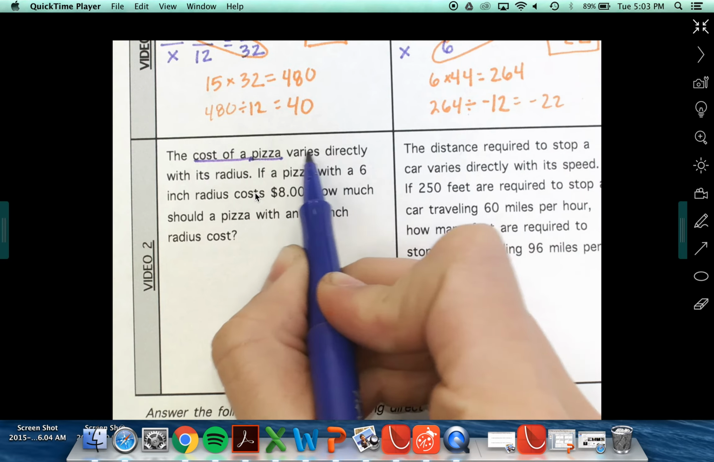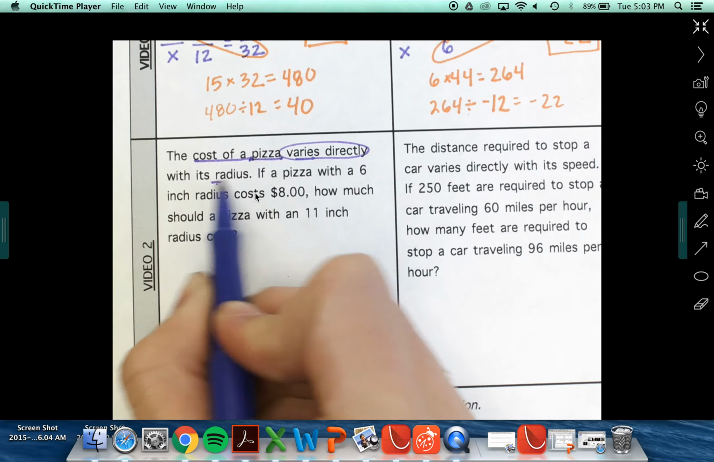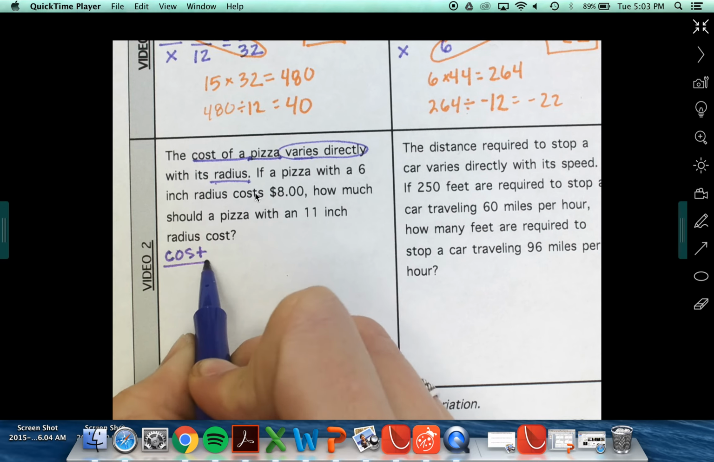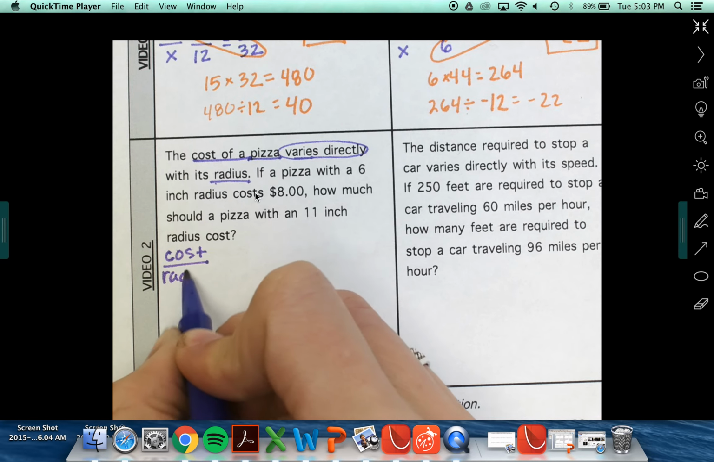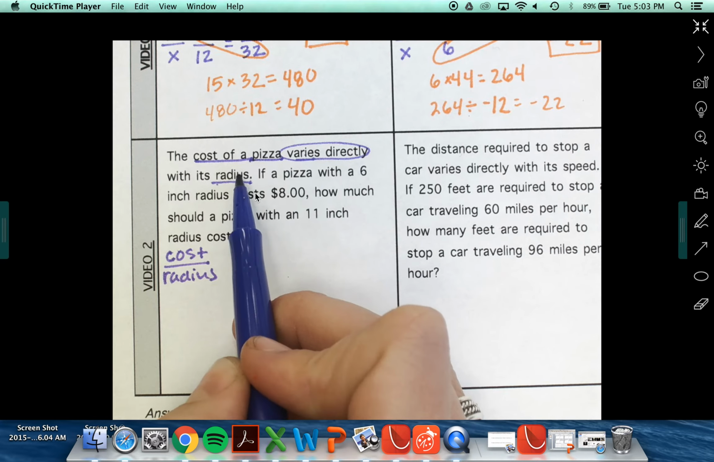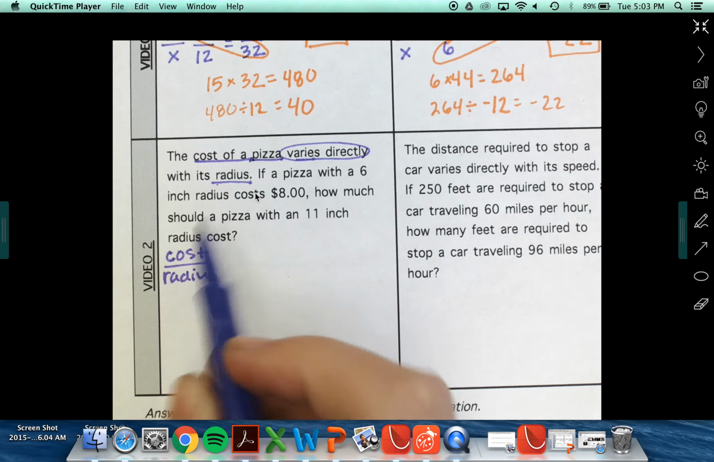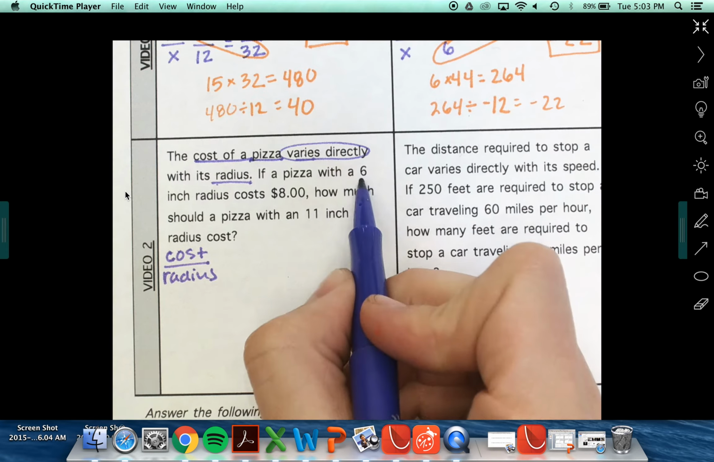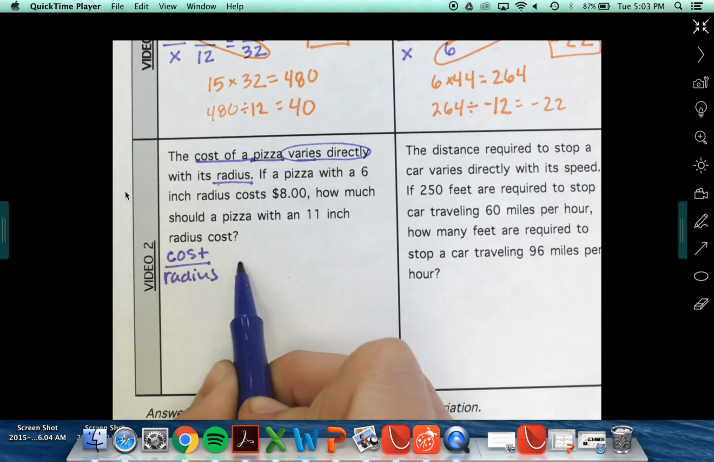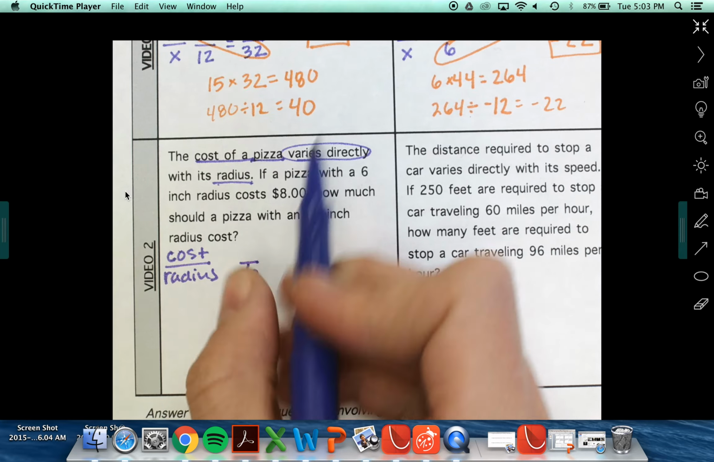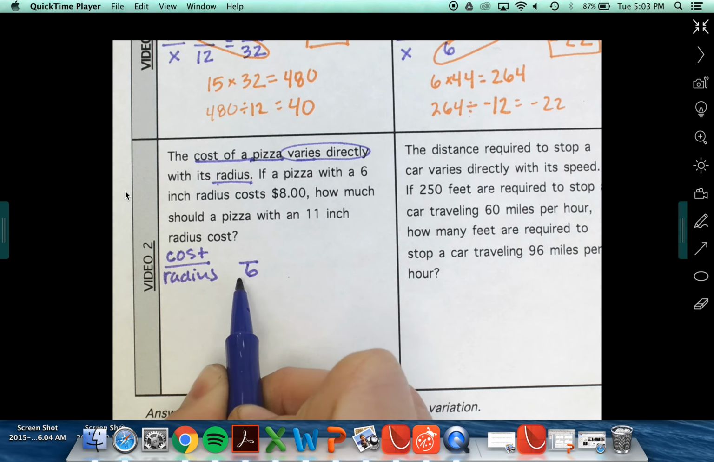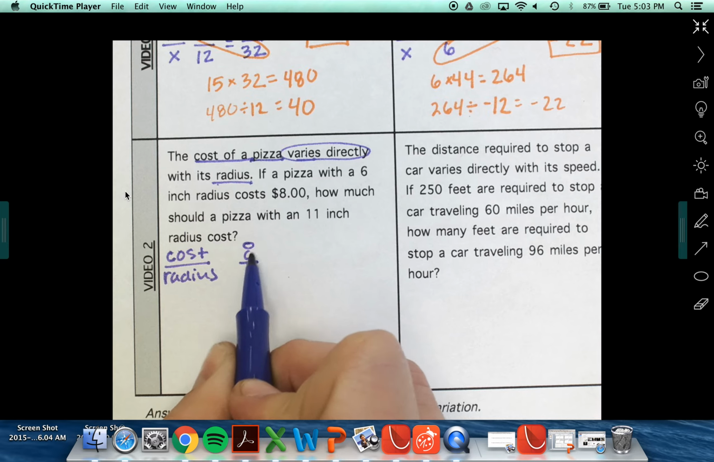Okay, so my cost of pizza varies directly with its radius. So I know cost varies with radius. Cost is before, varies directly, radius is after, so cost and then radius. If a pizza with a 6-inch radius, okay, so the 6-inch is our radius, so it's going to go on the bottom. Costs $8. Here's my cost. So with a radius of 6, the cost is $8.